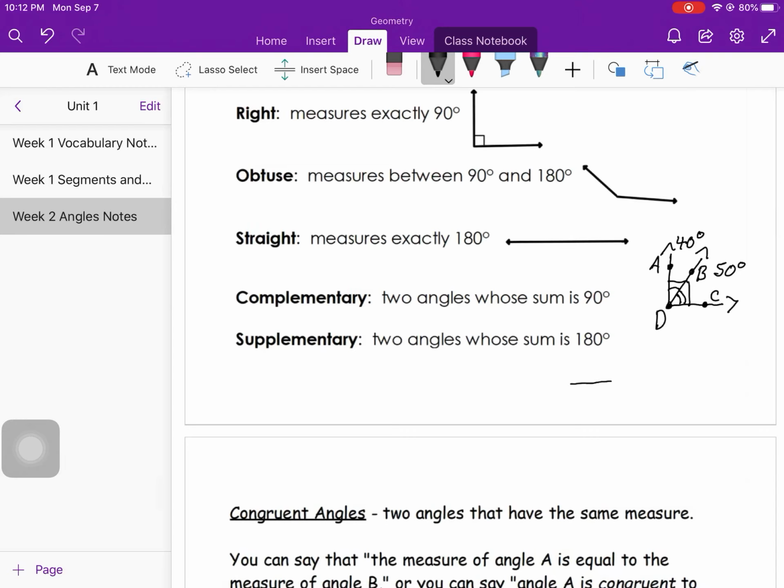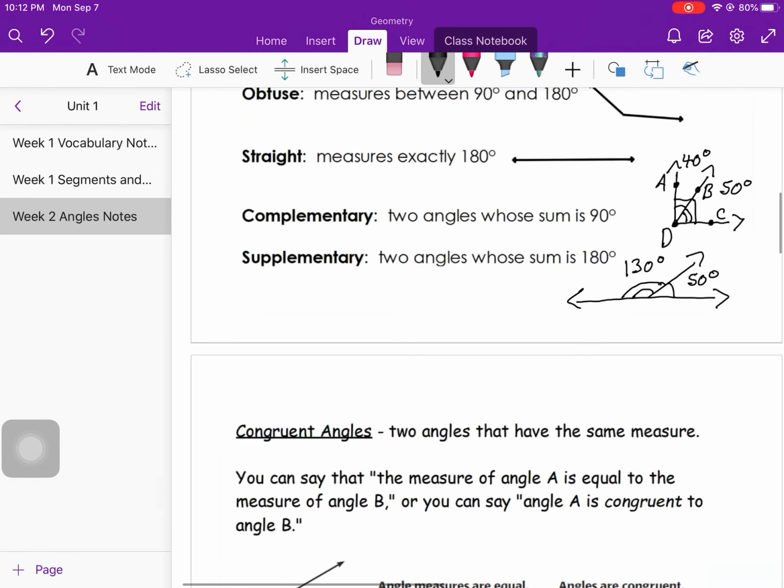Supplementary is the same idea. So say we have two angles. We got this one right here, and then we got this bigger angle right here. Together, their measures form a straight line making 180 degrees. So maybe this one is 130 and this one's 50 degrees. You add those together, you get exactly 180, so they're supplementary.